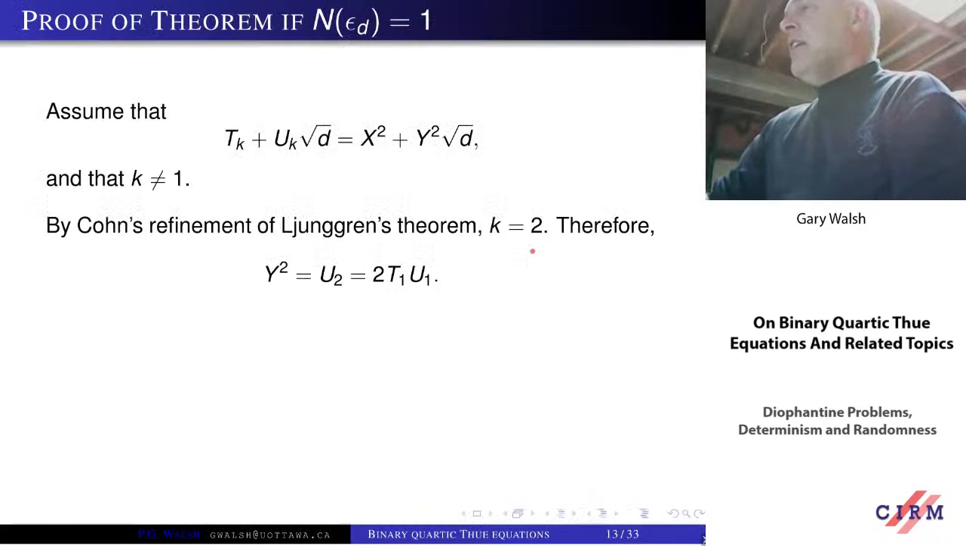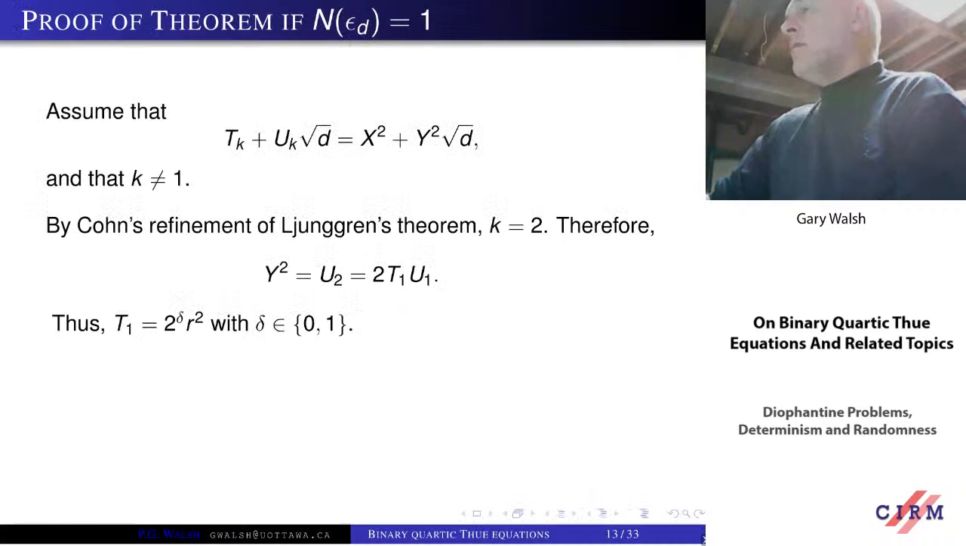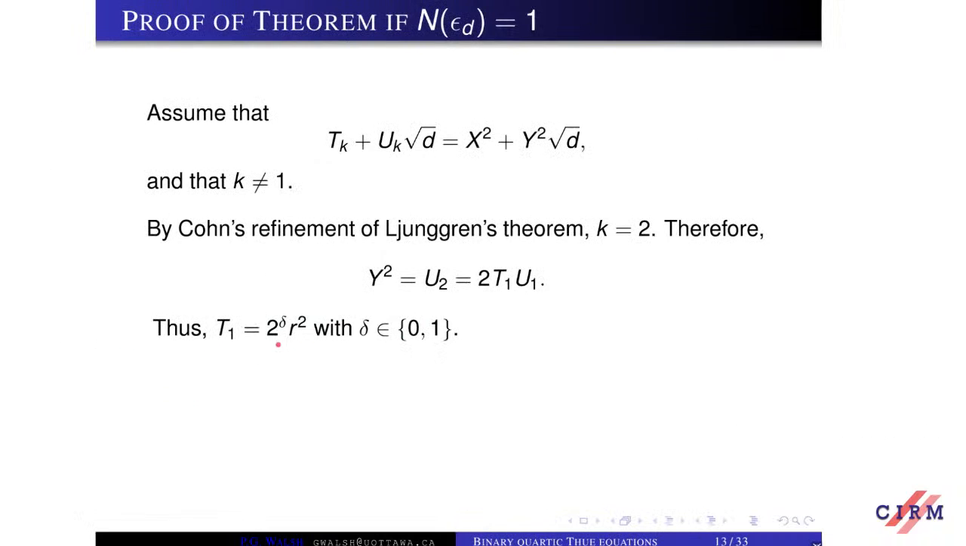Now, if k is equal to 2, then we have that this number y squared is u sub 2, and u sub 2 we know we can write, from properties of solutions of Pell equations, as 2 times t sub 1 times u sub 1. So that says that since these numbers are coprime, t sub 1 is either a square or twice a square.